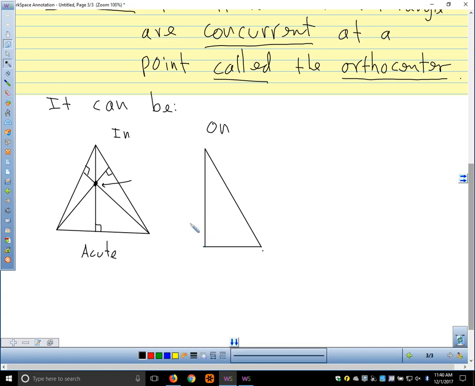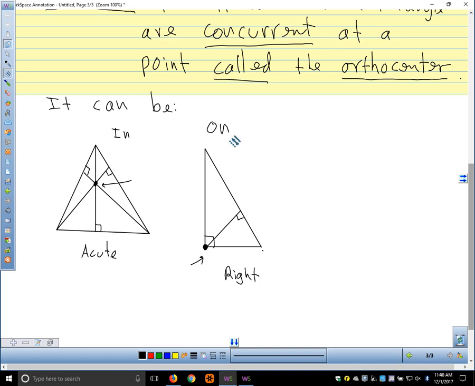So for this right triangle, here's one altitude, perpendicular segment from a vertex to the opposite side. Here's another altitude. Will they meet here? If I drew in the third altitude, it would go from this side right there to that vertex. So on a right triangle, the orthocenter is at the vertex by the 90-degree angle.